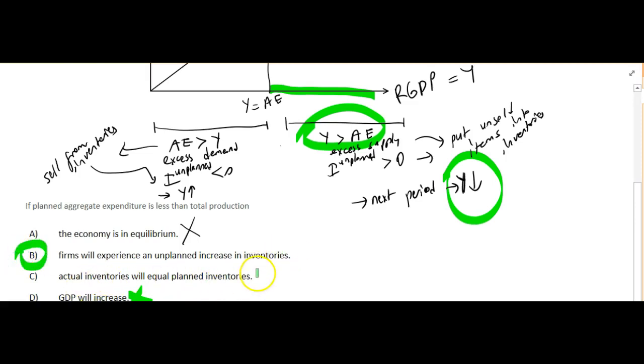On the other hand, we can rule out C, because only when we are in equilibrium will actual inventories equal planned inventories. When we are off the equilibrium, to the right of the equilibrium point or to the left, it doesn't matter, actual inventory spending will not equal the planned inventory spending. So this is going to be the best answer. The economy is experiencing an unplanned increase in inventory spending.